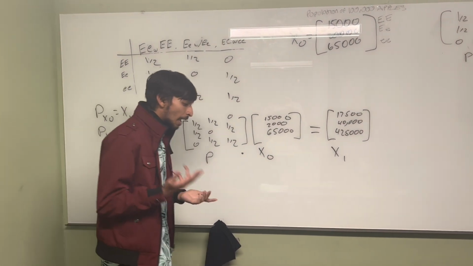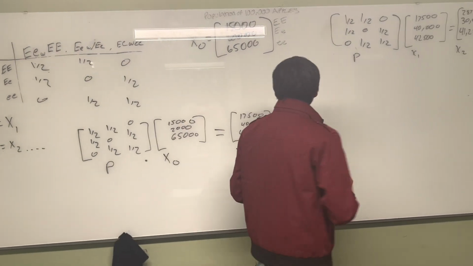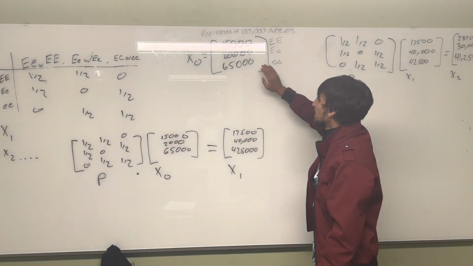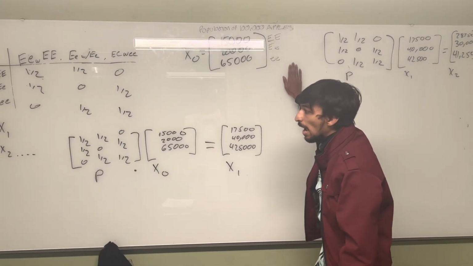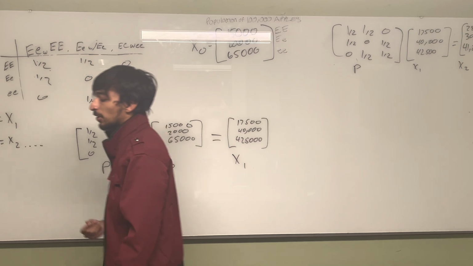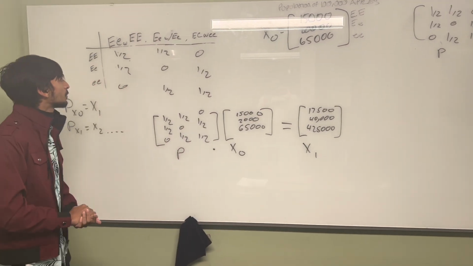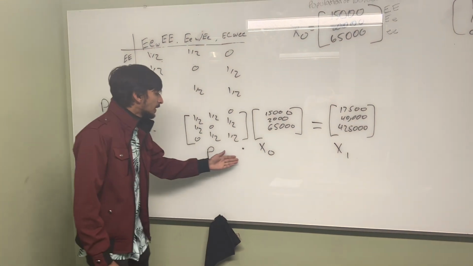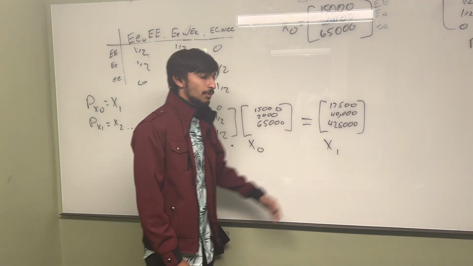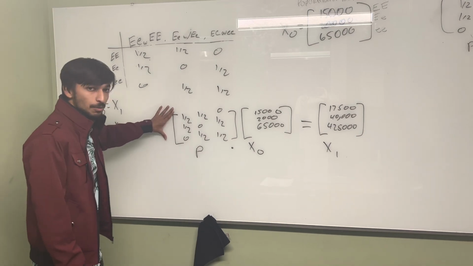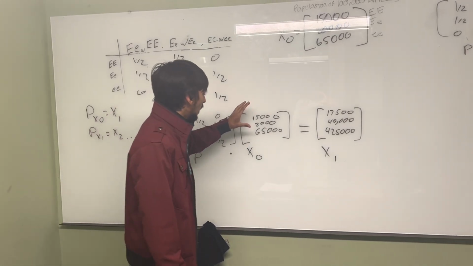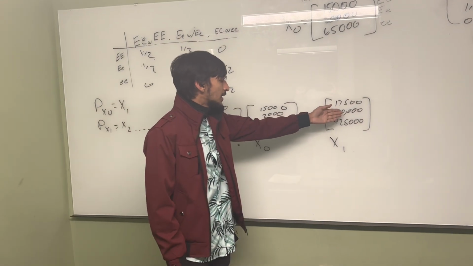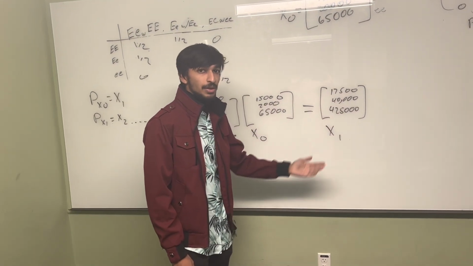Let's say we're working at an apple orchard, and we have a certain population: 15,000 dominant apples, 20,000 heterozygous apples, and 65,000 recessive apples. Now, we want to figure out what that population would be after a year, after crossbreeding with said heterozygous apple. So we would do P times x0 equals x1. We have our probability matrix here, and we multiply it with our population matrix. This will give us our result, 17,500, and so on and so forth.